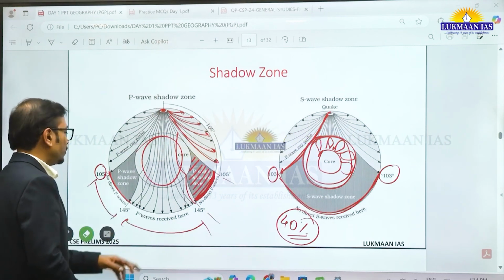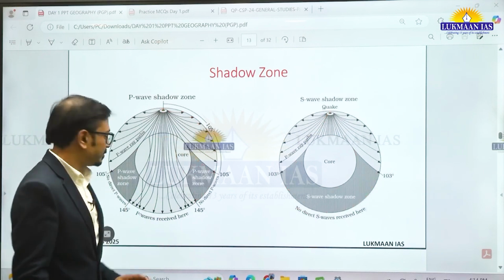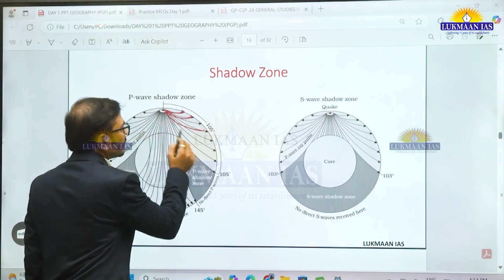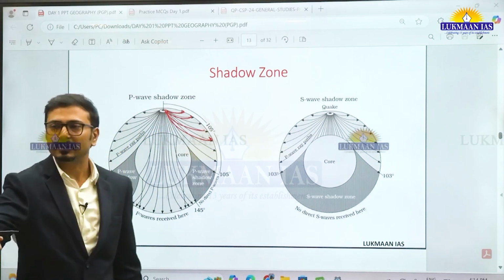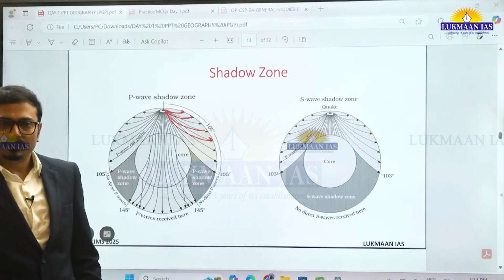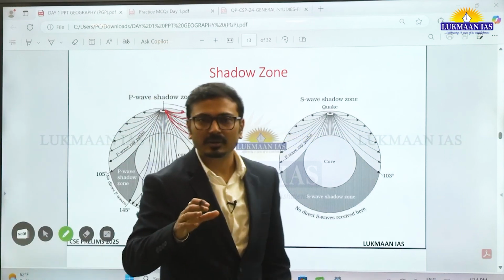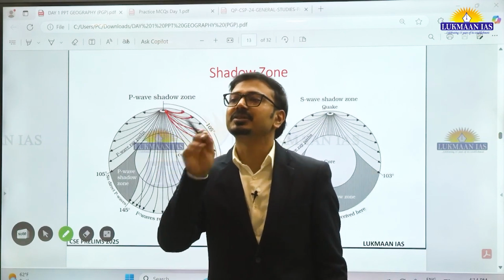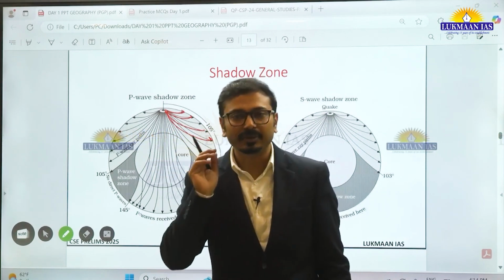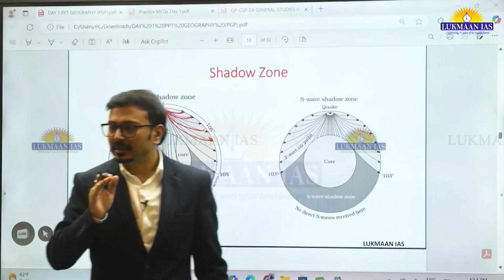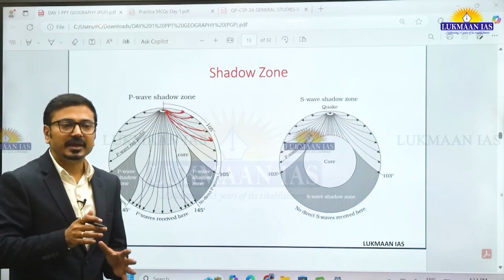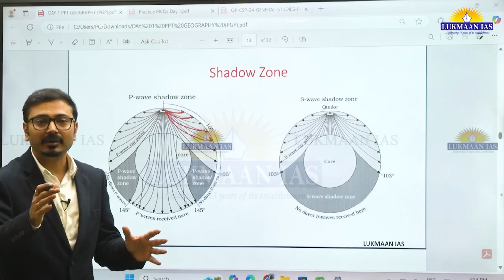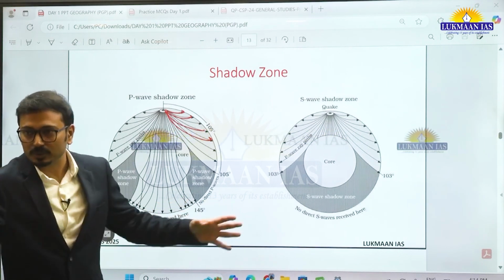Fine. Now we have understood 2-3 properties from this shadow zone. One, what is this? Curved path. Curved path suggests refraction of waves. When waves are curved, or basically when they are not passing in a straight line, that means there is a change in the medium or density of the medium. So we can say that the Earth's interior is made up of heterogeneous medium. Okay, the same rocks are not found throughout the Earth.